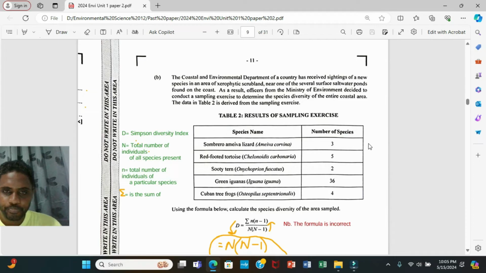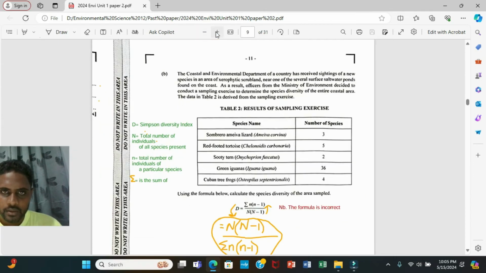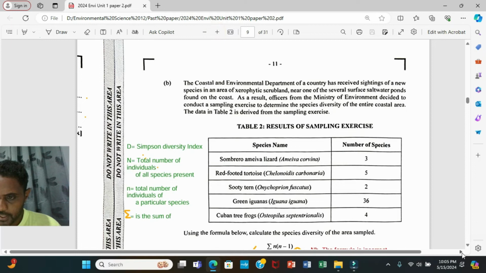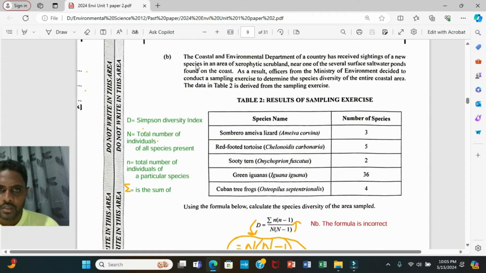All right. So here it says the Coastal and Environmental Department of a country has received sightings of a new species in an area of xerophytic scrubland near one of several surface saltwater ponds found on that coast. As a result, officers from the Ministry of Environment decided to conduct a sample exercise to determine the species diversity of the entire coastal area. The data in Table 2 is derived from the sample exercise. Table 2, result of sample exercise.